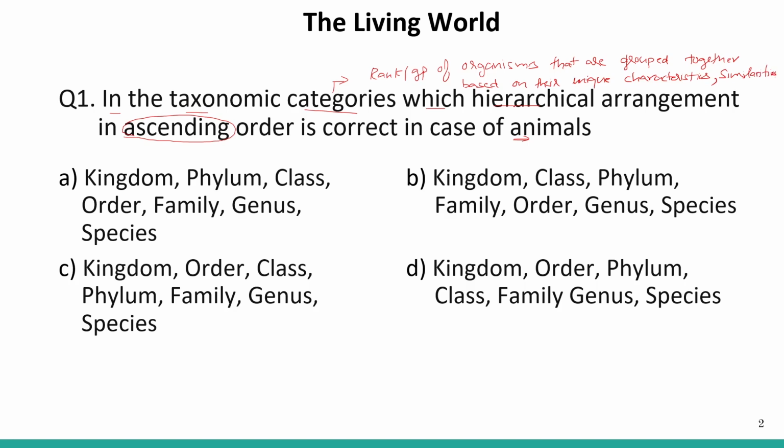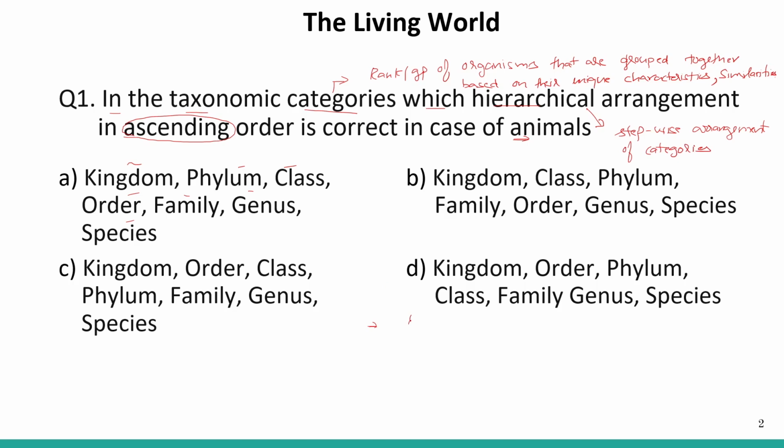Alright, now let's look at the options. First is kingdom, phylum, class, order, family, genus and species. So again, now let's talk about the taxonomic hierarchy. What is taxonomic hierarchy? It is the stepwise arrangement of different categories, either in ascending or descending order.